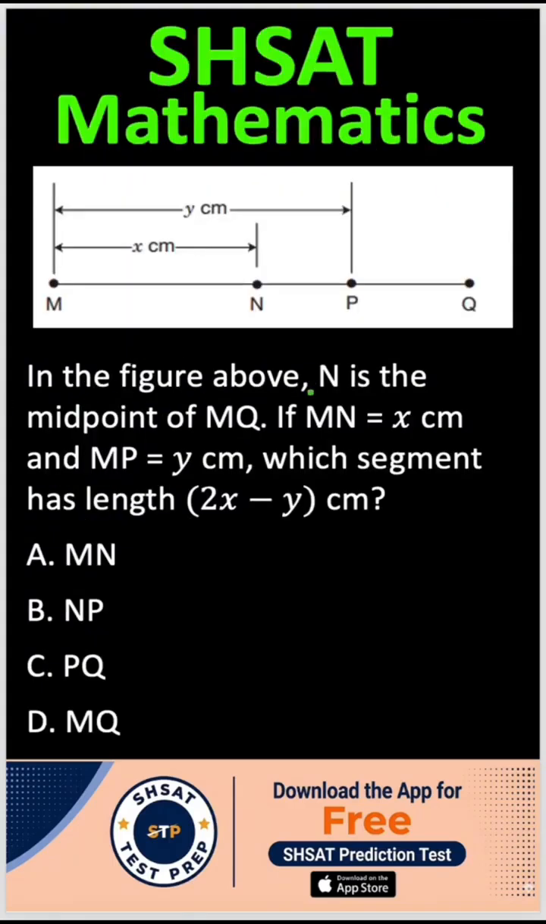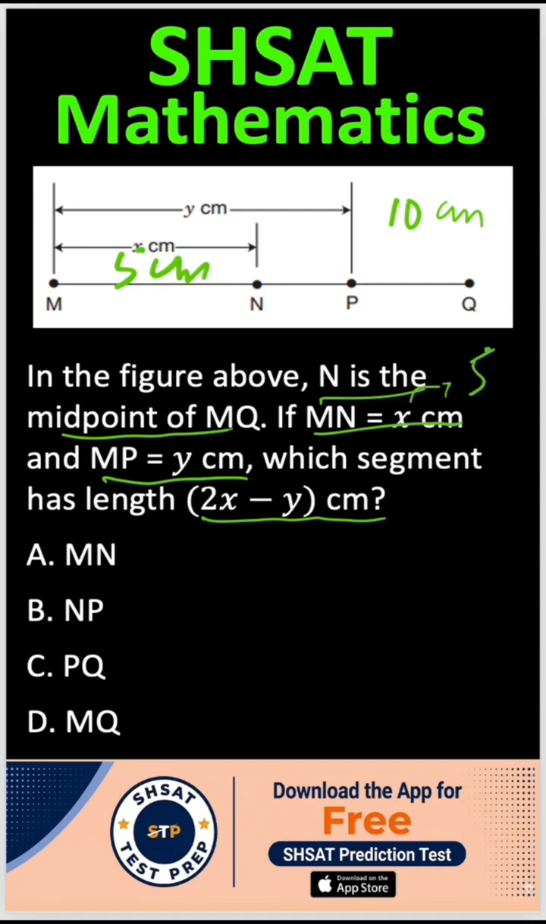Next, we have: in the figure above, N is the midpoint of MQ. If MN equals x centimeters and MP equals y centimeters, which segment has length 2x minus y centimeters? So first let us assume MQ equals 10 centimeters. Now N is the midpoint, that means MN will be 5 centimeters. So x equals 5, and let us assume that P is at a random point, say 7 centimeters away from M. So MP will be 7 centimeters, which means y will be 7.